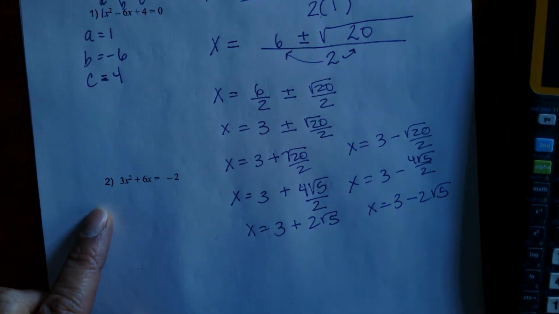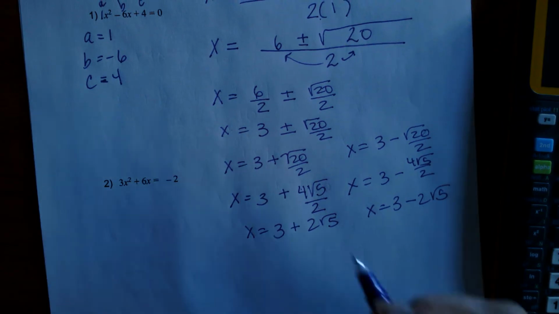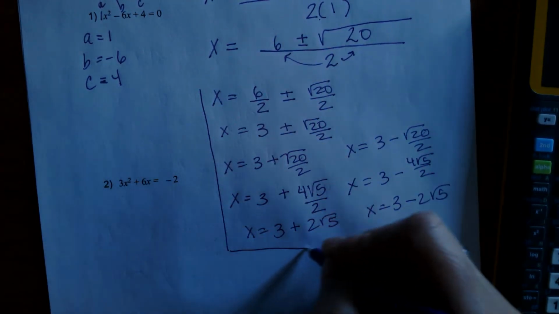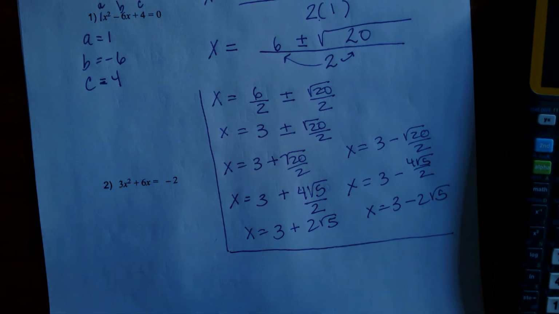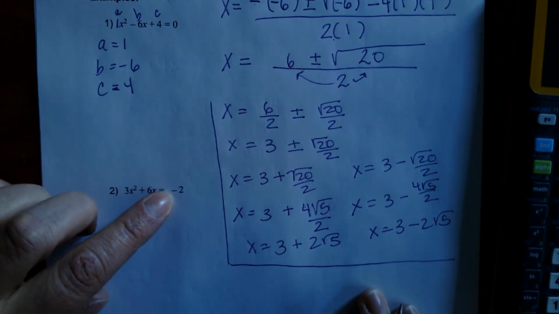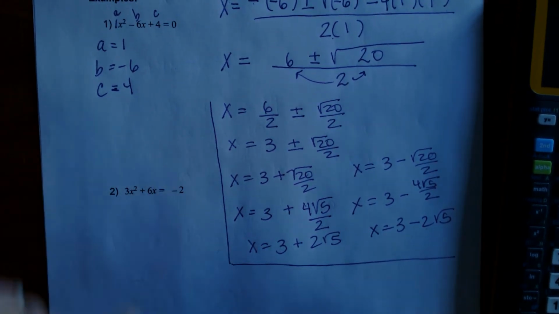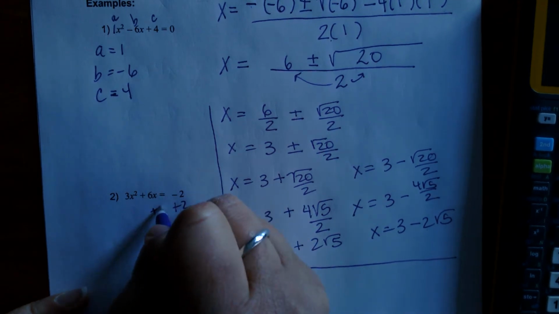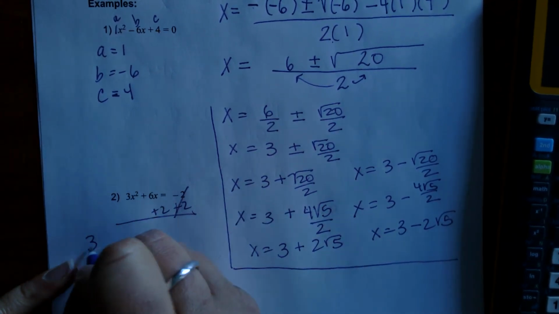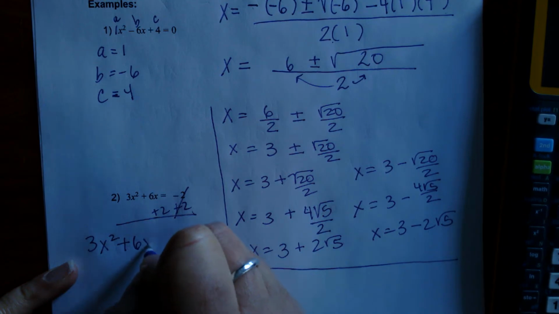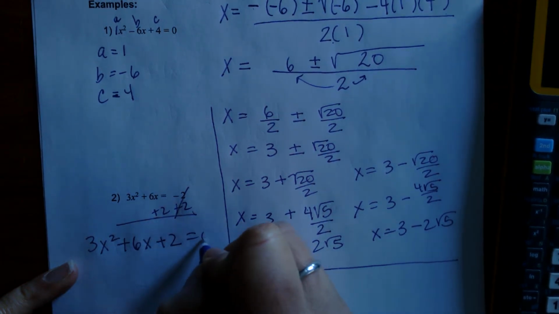Okay, number 2. 3x squared plus 6x equals negative 2. So I'm just going to kind of make a little box here. All right. So first, what's first? We have a minus 2. We need it to be equal to 0. So let's plus 2 and plus 2. So I have 3x squared plus 6x plus 2 equals 0.